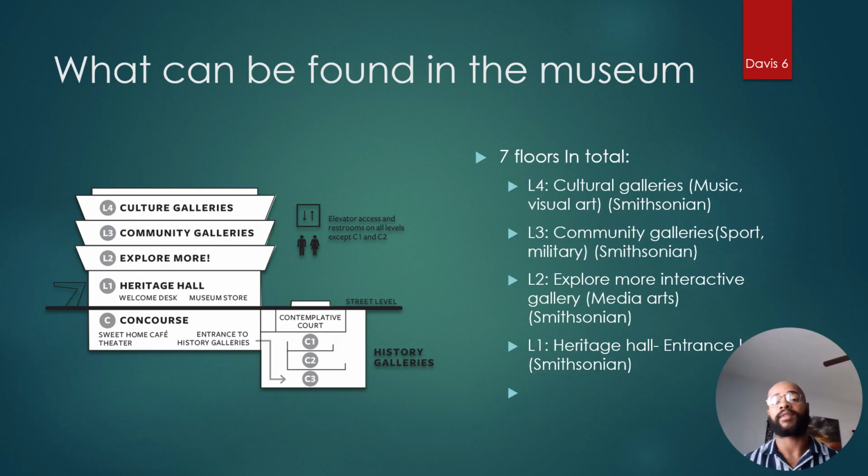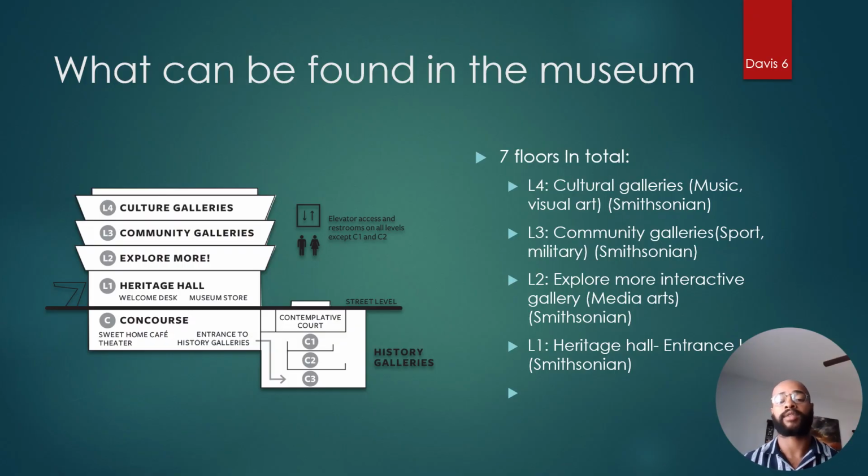The museum itself has 7 floors in total, as touched upon earlier. L4, if we're going to work from the top to the bottom. L4 is the cultural galleries. There is music and visual art on the top. Then there is level 3, the community galleries, which has sports and military memorabilia.